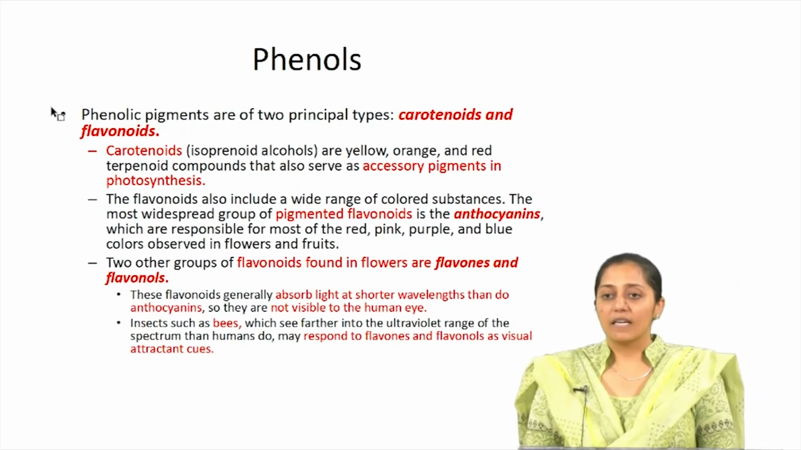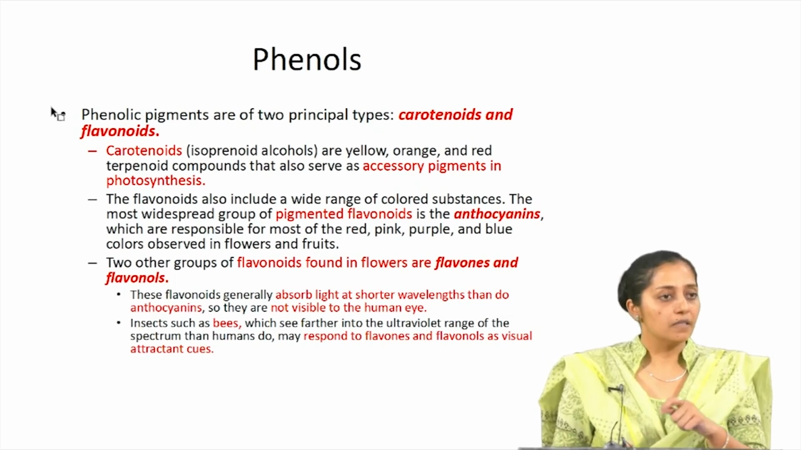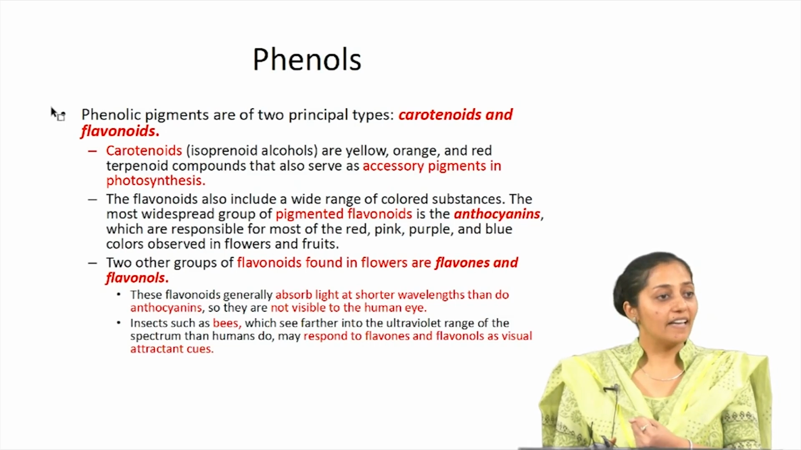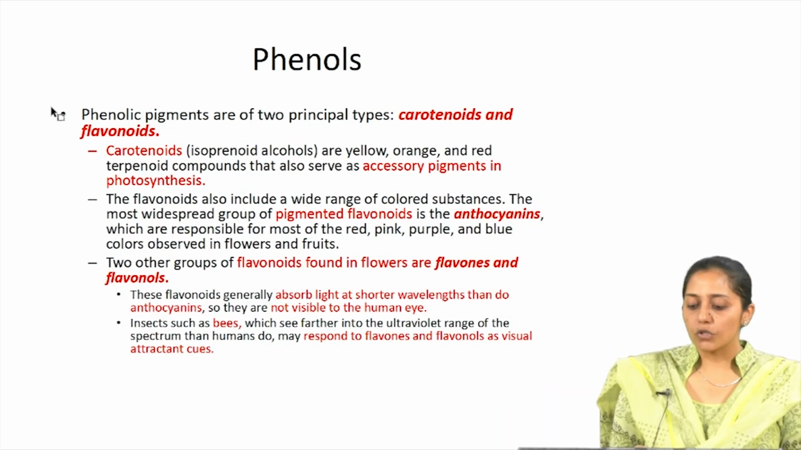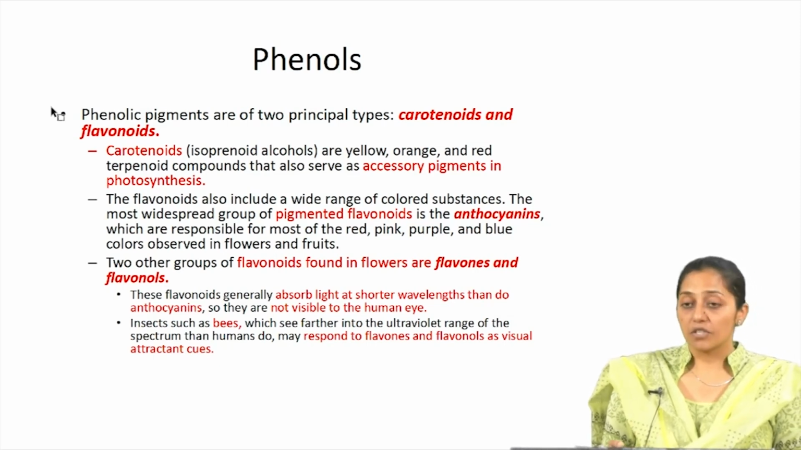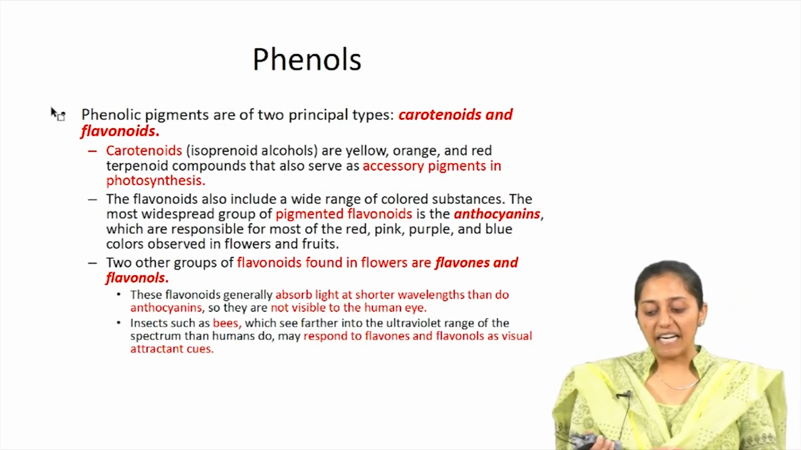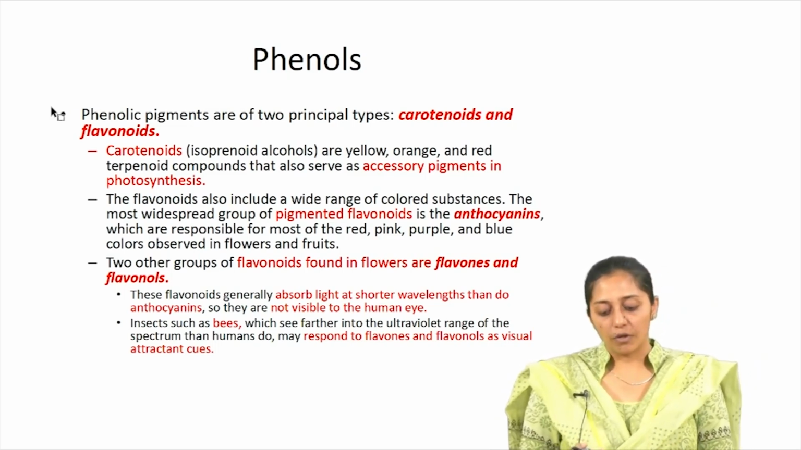So that also is nothing but, now sometimes the far UV range, which is a lower wavelength not visible to the eye, some of these secondary metabolites can capture light energy in this shorter wavelength area. So the flavonoids also include a wide range of colored substances. The most widespread group of pigmented flavonoids is anthocyanins. These are commercially very important secondary metabolites, which are responsible for most of the red, pink, and purple colors of the fruits and flowers. Now the two other groups of flavonoids found in flowers are flavones and flavonols.